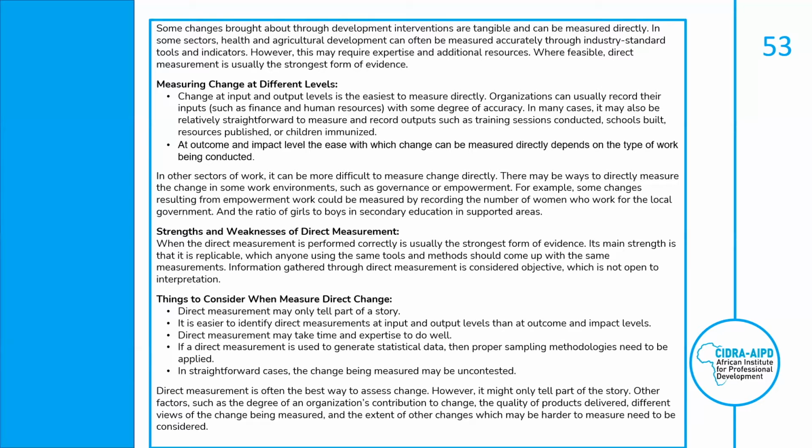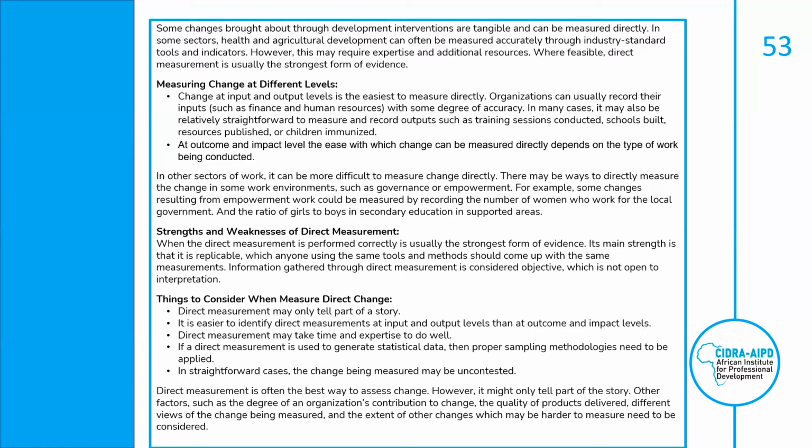Measuring change at different levels. Change at input and output levels is the easiest to measure directly. Organizations can usually record their inputs, such as finance and human resources, with some degree of accuracy. In many cases, it may also be relatively straightforward to measure and record outputs, such as training sessions conducted, schools built, resources published, or children immunized.